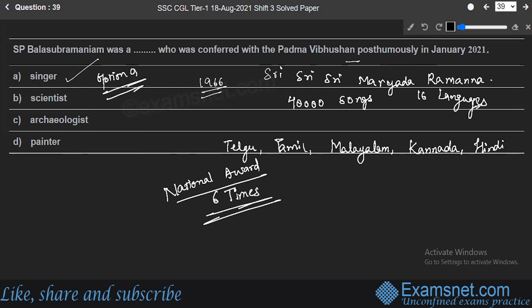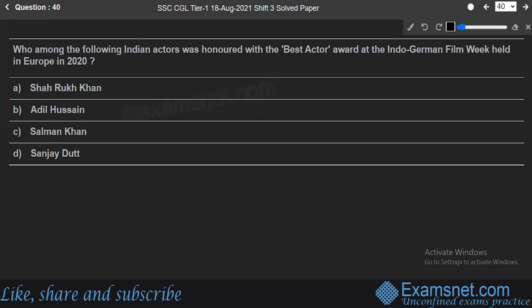Next is question number 40. Who among the following Indian actors was honored with the Best Actor award at the Indo-German Film Week held in Europe in 2020? Shah Rukh Khan, Adil Hussain, Salman Khan, or Sanjay Dutt? Well, Adil Hussain bagged the Best Actor award at Indo-German Film Week in Berlin for his performances in Pariksha and Nivarana.